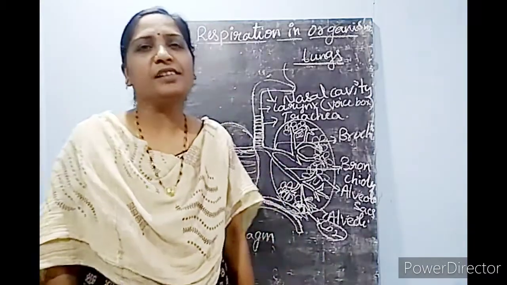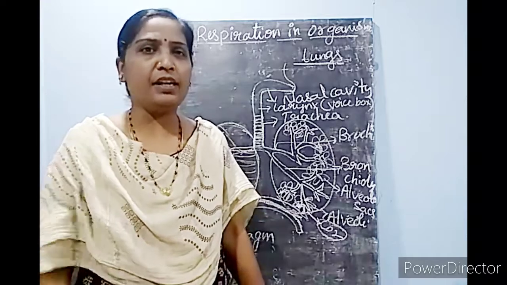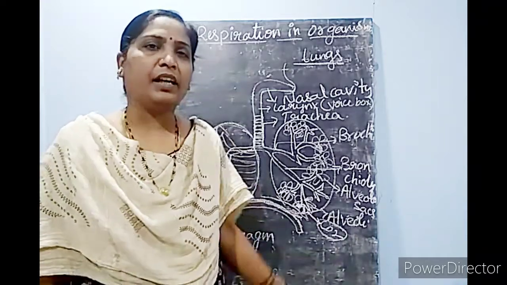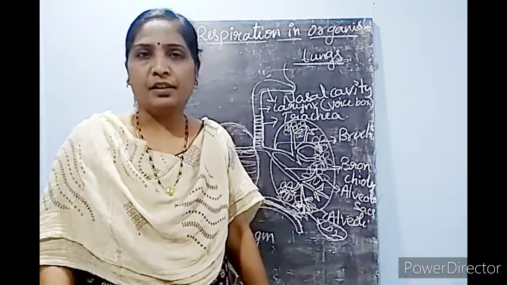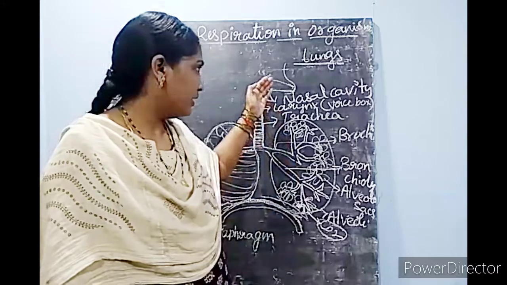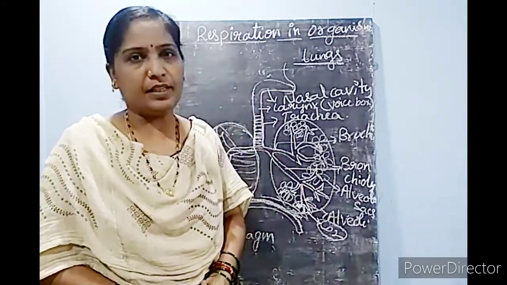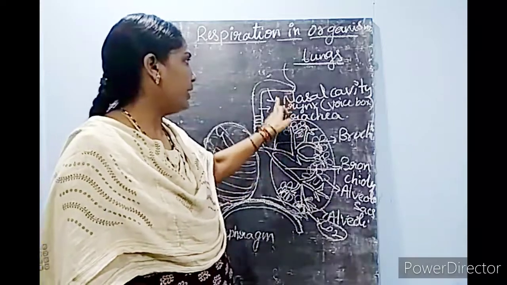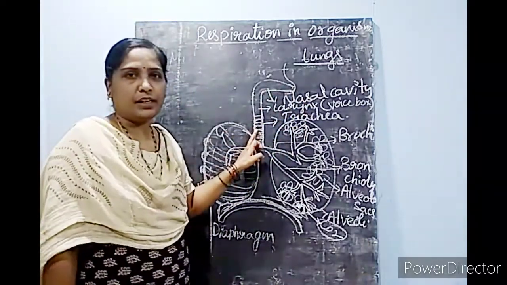Good morning, children. Yesterday you learned about respiration in different organisms and the respiratory organs present in the human system. Let us see the parts again that are present in the respiratory system, right? We breathe the air through our nostrils and it enters into the trachea.